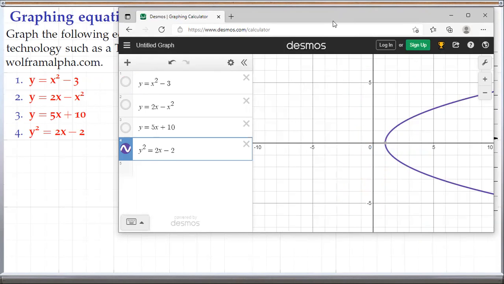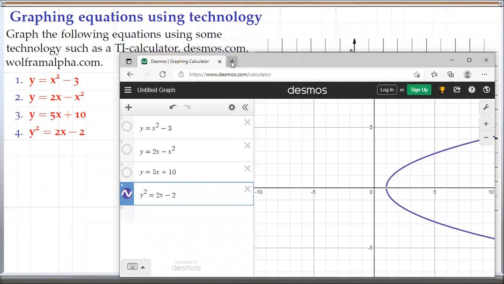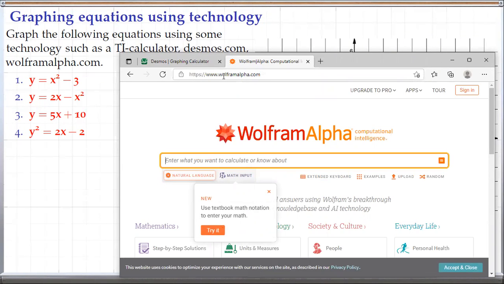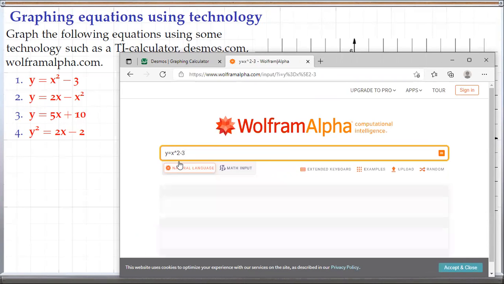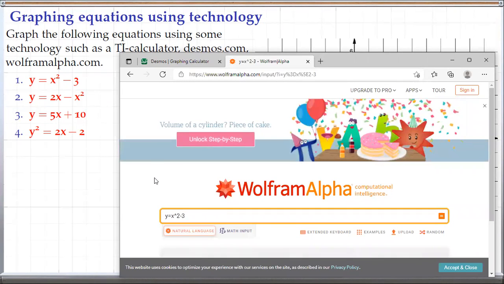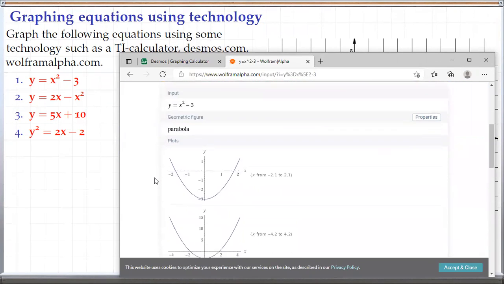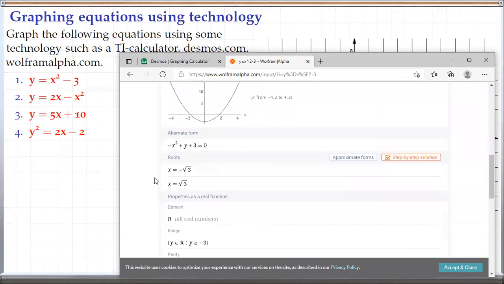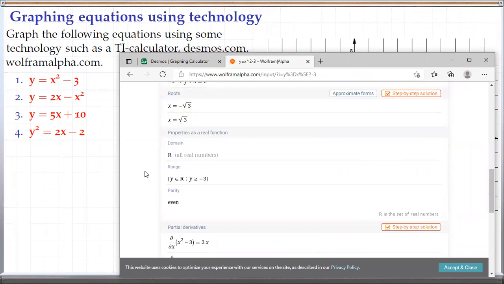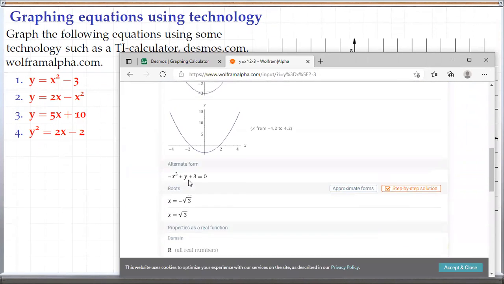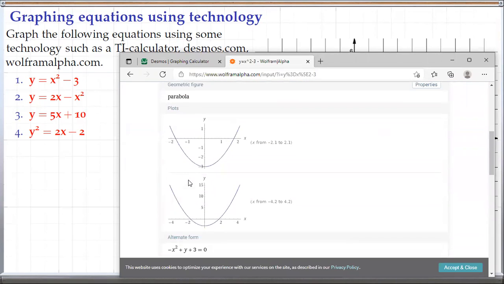And the other tool I have put down here is wolframalpha.com. In any browser, again, just type in wolframalpha.com. It should take you to this window. And over here, all you need to do is type in the equation, y equals x squared minus 3, and hit enter. All right, and it gives you the graph, and it will also give you a lot more information about it. Some of these are very useful information, which you will need for more analysis of the equation. Otherwise, this is the graph.